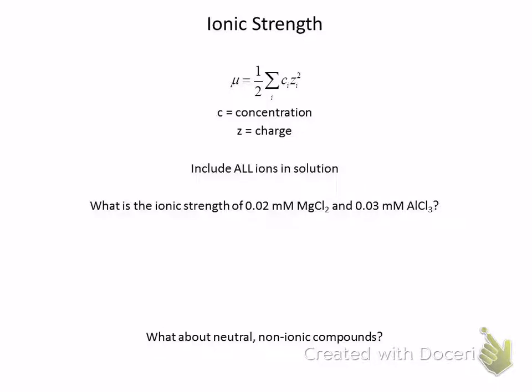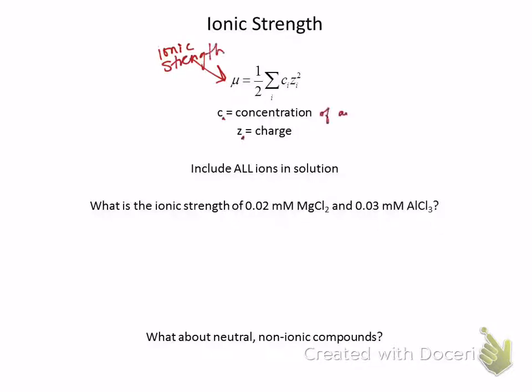Now, if you think about this, we ought to square the charges because we have positive charges and negative charges. So we need to have a consistent way of handling those so that the negative charges become positive and they all factor into the ionic strength. So this is how we're going to do it. It includes all ions in solution. And a good example of this I can show below here.